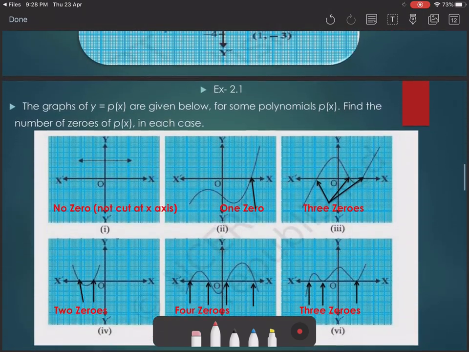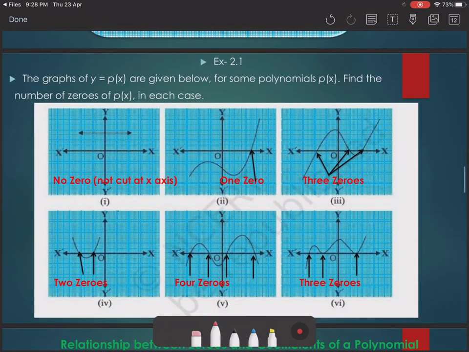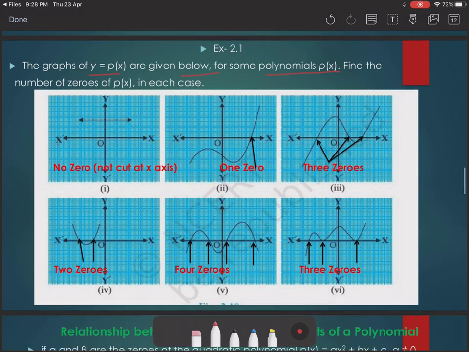Okay. Now exercise 2.1. The graphs of y equal to p(x) are given for some polynomials. Find the number of zeros. Here, this is the graph line which does not cut the x-axis at any point. Therefore, we don't have any zero. That means we get no zero. Why? Because the line does not cut the x-axis. Similarly, here, what do we get?